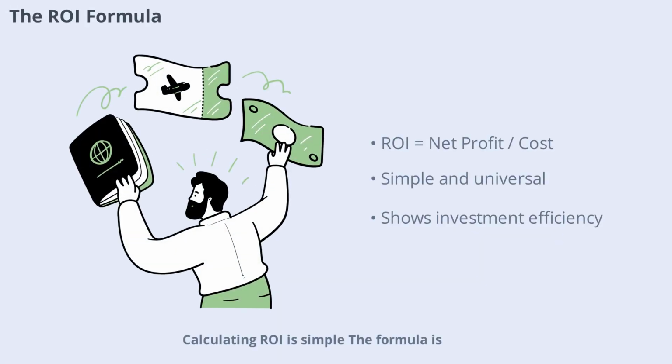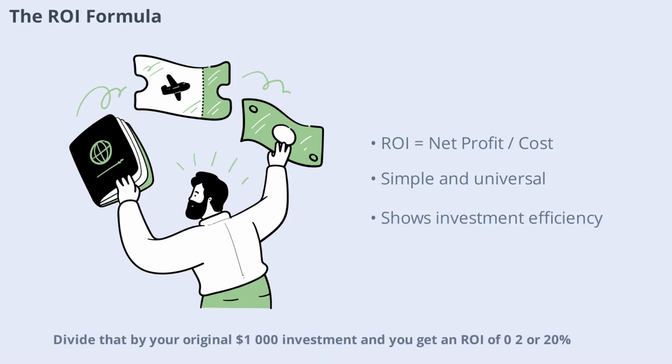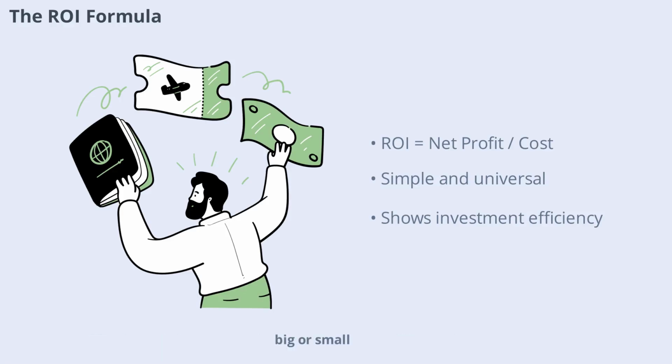Calculating ROI is simple. The formula is ROI equals net profit divided by the initial investment cost. For example, if you invest $1,000 and earn $1,200, your net profit is $200. Divide that by your original $1,000 investment and you get an ROI of 0.2 or 20%. This percentage shows how efficiently your investment has performed. The higher the ROI, the better the return. This formula is a universal tool for comparing different investments, big or small.